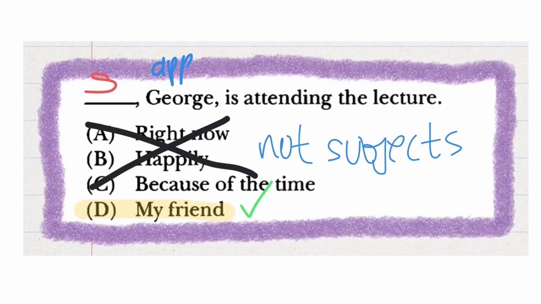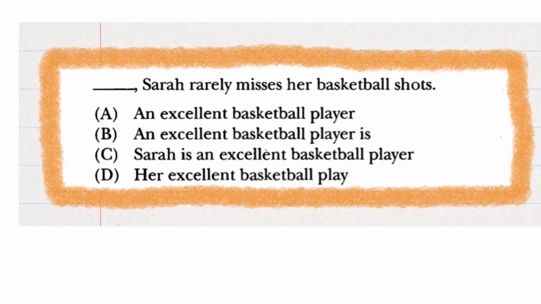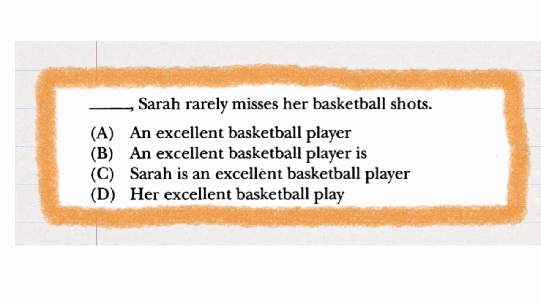The next example shows that an appositive does not always come after the subject. An appositive can also come at the beginning of the sentence. In this example, you can tell that Sarah is the subject and Mrs. is the verb because there is no comma separating them. In the space, you should put an appositive for Sarah, and Sarah is an excellent basketball player. So, answer A is the best answer.